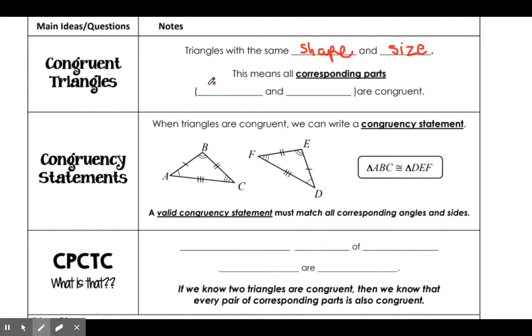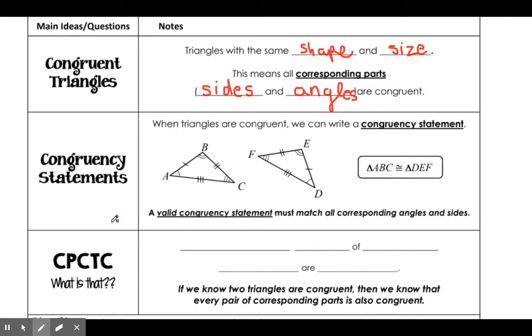So this means that if the triangles are congruent, then they're going to have what we call corresponding parts. And the corresponding parts are going to be the sides and the angles. And so if the triangles are congruent, then their sides and their angles are also going to be congruent. All right. So we look here at a congruency statement. This tells me that triangle ABC is congruent to triangle DEF. We should recall that the markings indicate which parts of the triangle are congruent to one another.